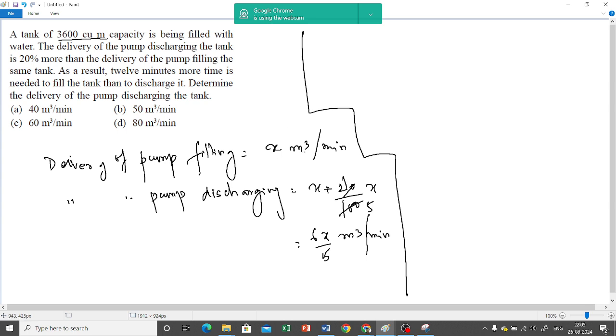Okay, so delivery of the pump filling is x meter cube per minute. Delivery of pump discharging is x plus 20x by 100, so that is 6x by 5 meter cube per minute. Okay, so the delivery of the pump discharging the tank is 20% more than the delivery of the pump filling that same tank.